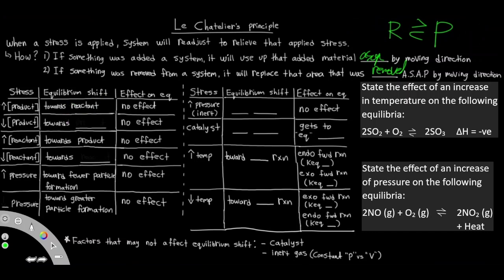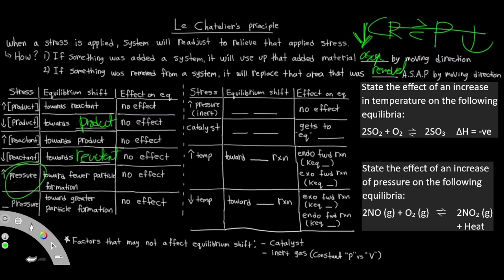So if we look at the next example, a decrease in product, how are we going to make up for this loss over here? We have to go towards the right. So it's going to go towards the product. So I'm going to be putting towards the product over here. Okay. If there is a decrease in reactant, how are we going to compensate for this loss? We've got to go towards the left to compensate and fill it up. So we have to go towards the reactant.